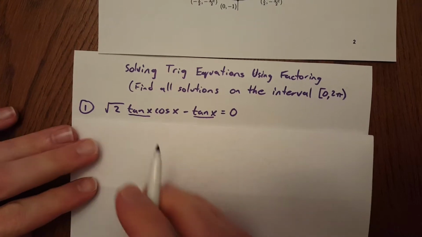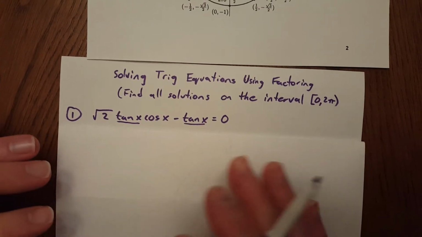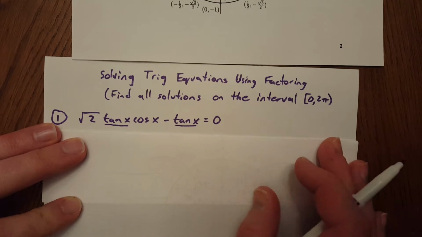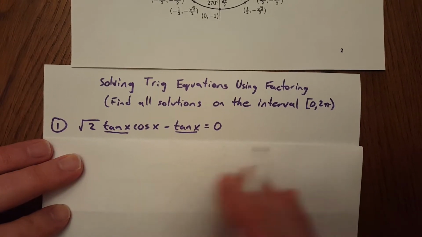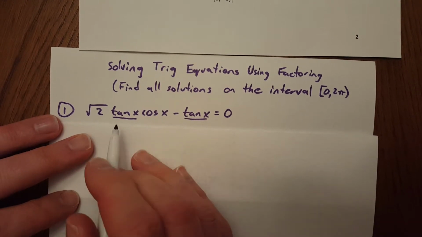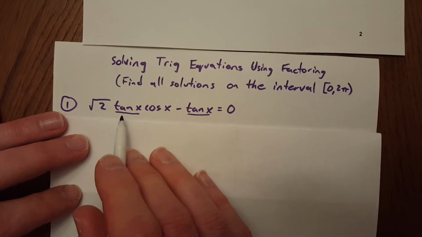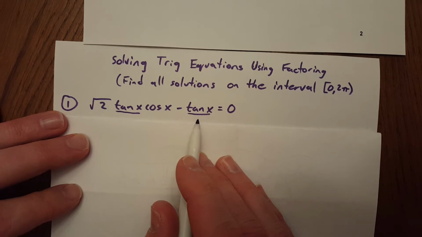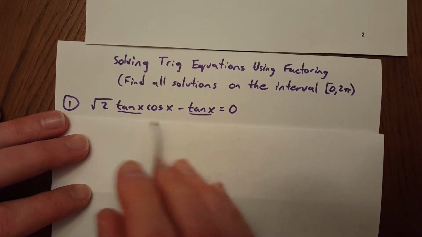All right, we have got to the main idea of the lesson here, and that is solving trig equations, and we're going to use some of the factoring patterns that we talked about in previous examples. This one is a little simpler though as far as the factoring goes. We just have tangent x in each of those terms. So what we can do is take out a greatest common factor.